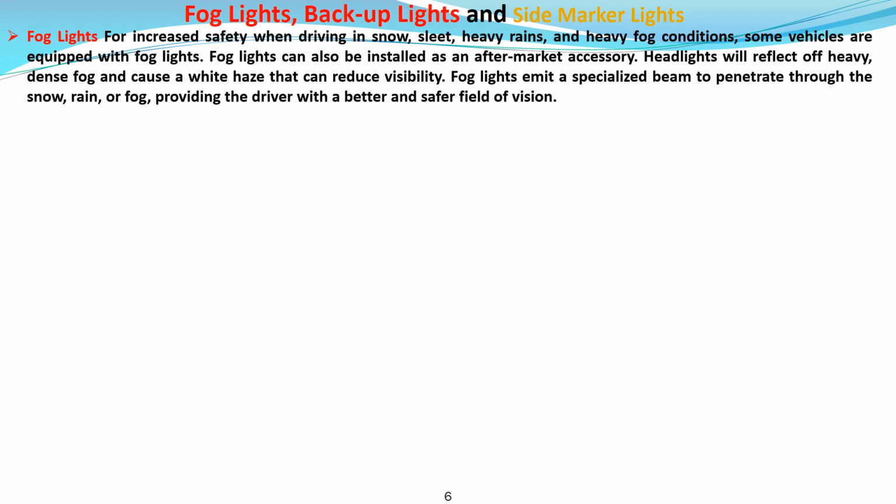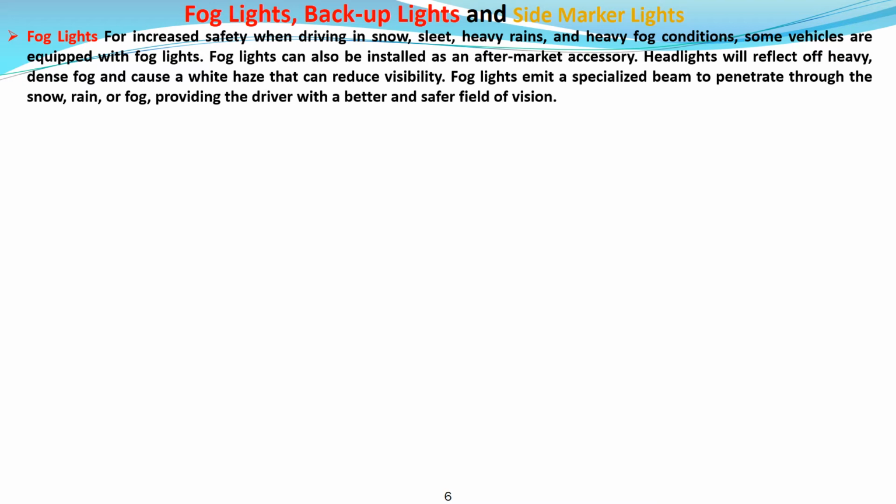Fog lights, backup lights, outside marker lights. Fog lights are for increased safety when driving in snow, sleet, heavy rains, and heavy fog conditions. Some vehicles are equipped with fog lights. Fog lights can also be installed as an aftermarket accessory.